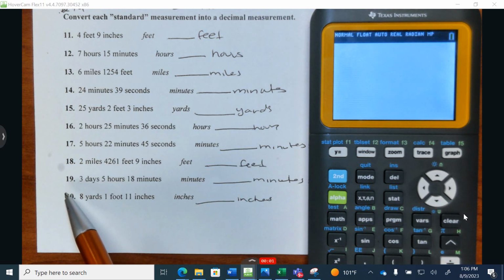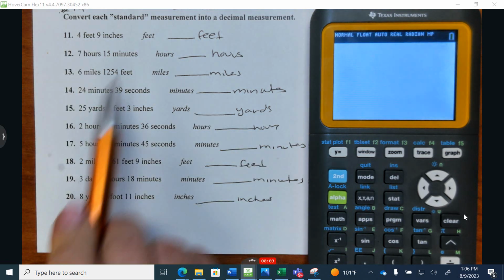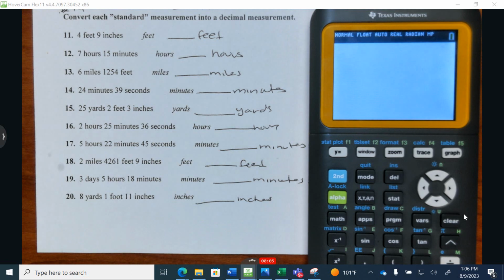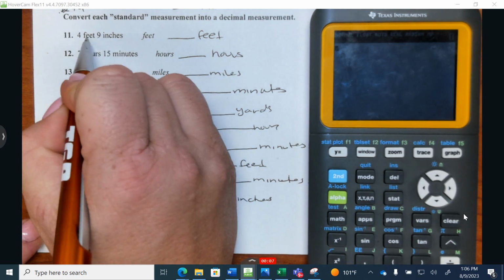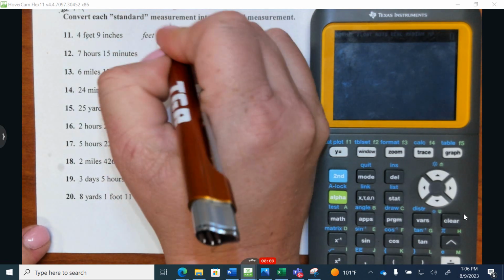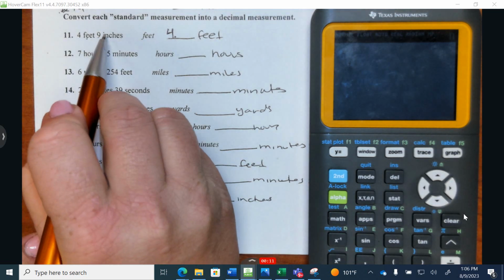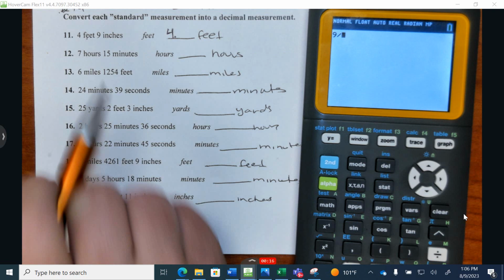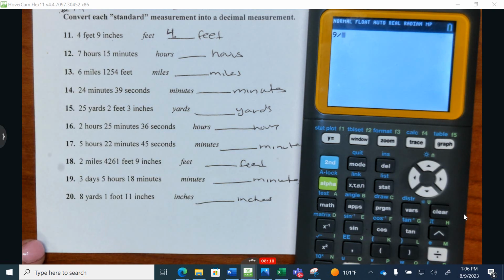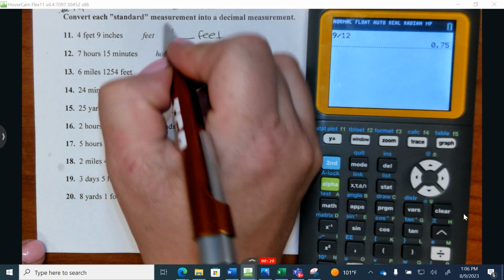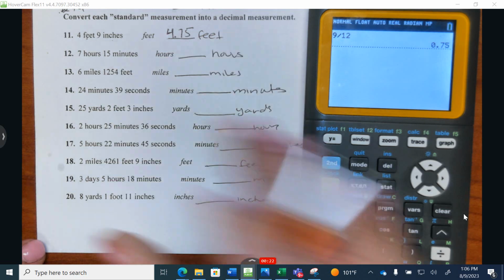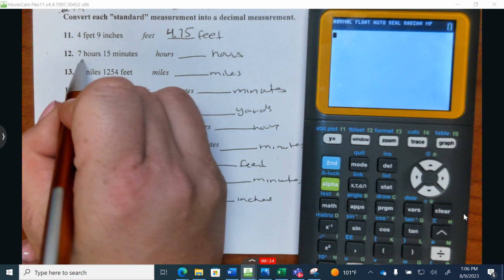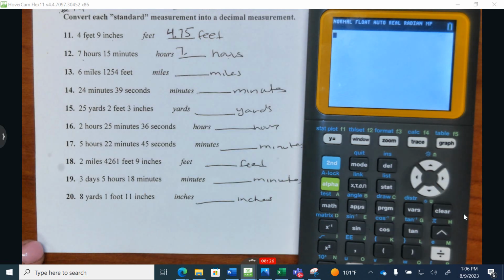I'm going to take these 10 problems and convert from standard form into decimal measurement. So I automatically have 4 full feet. Now I'm going to convert this 9 inches into feet. So I'm asking myself, how many inches are in a foot? There are 12. My decimal is 4.75.